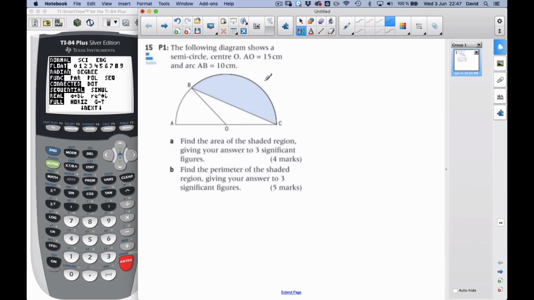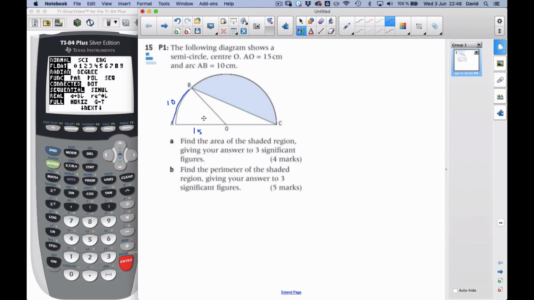Okay, so in doing this problem here, I'm just going to read it and see how it goes. So if AO is 15, that means the radius of this semicircle is 15. And arc AB, this one here, is 10.